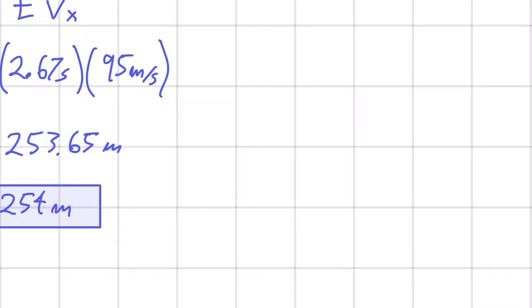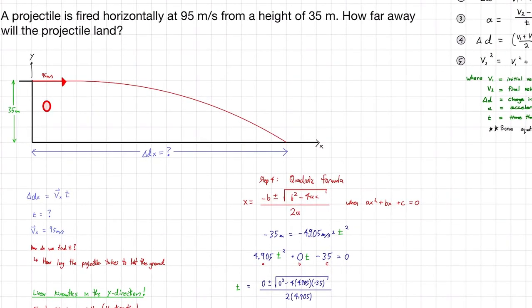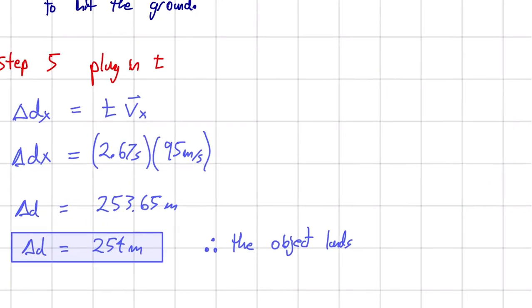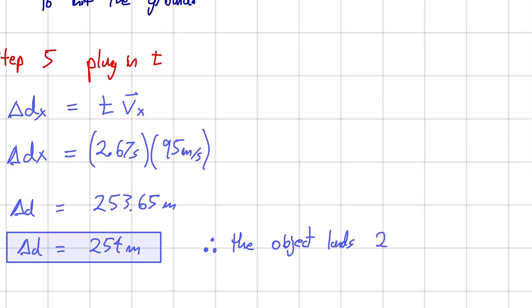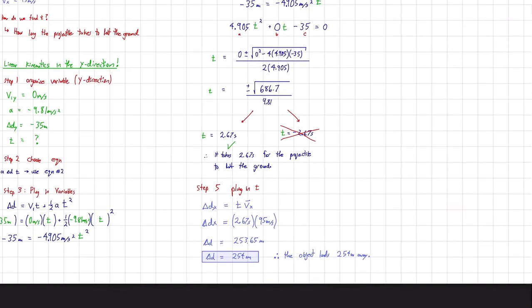And I want to write a little statement along with that. So, therefore, the object lands, in answer to our question, how far away will the projectile land? Therefore, the object lands 254 meters away. And that is our final answer.